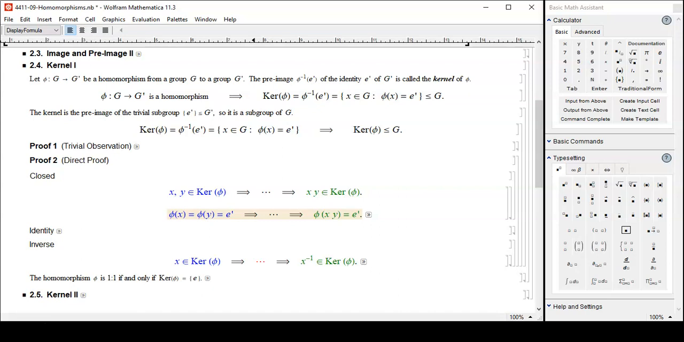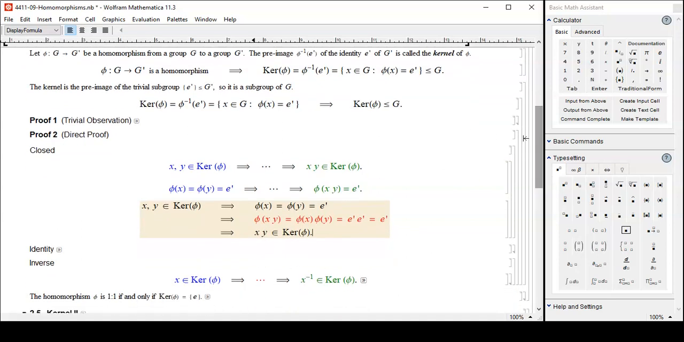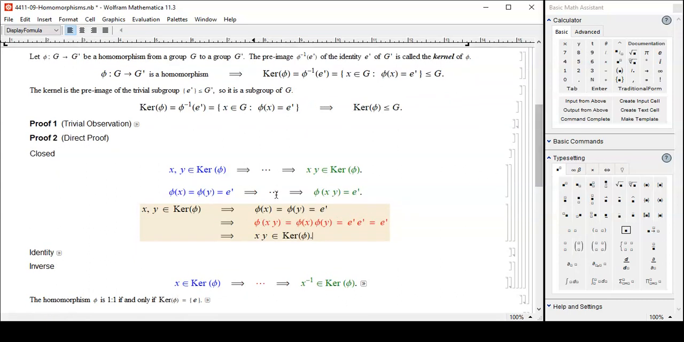Well, looks like all you have to do is use this property of the homomorphism. Phi of xy can be decomposed into phi of x and phi of y, like this. Phi of xy is phi of x times phi of y, which is e prime times e prime, and that's e prime. Therefore, xy belongs to the kernel. So this red part, that's where I use the property of the homomorphism. That's arguably the technical part that goes to this dot dot dot.